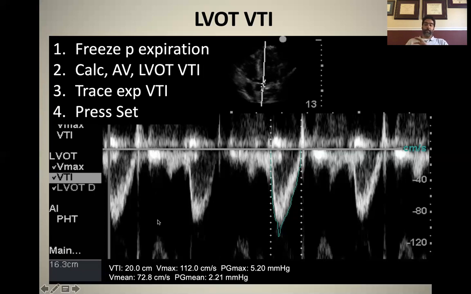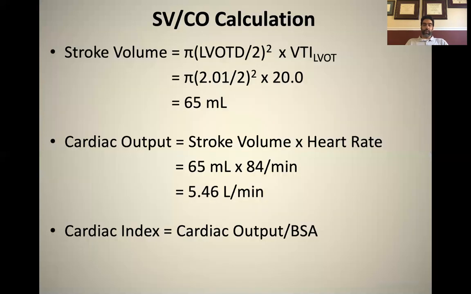Okay. In a person with an LVOT diameter around 2, with a relatively normal heart rate, not tachycardic, not bradycardic, a VTI of about 18 correlates with a normal stroke volume. Okay. So if we do our math, our LVOT diameter was 2.01. So r is 2.01 divided by 2, pi r squared, times our VTI, which is 20. That gives us a stroke volume of 65 cc's.